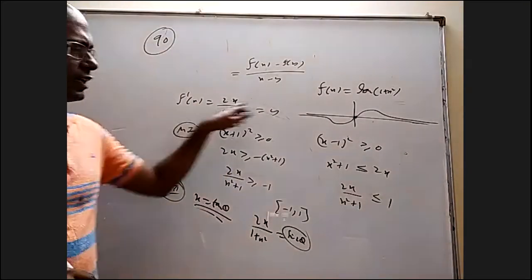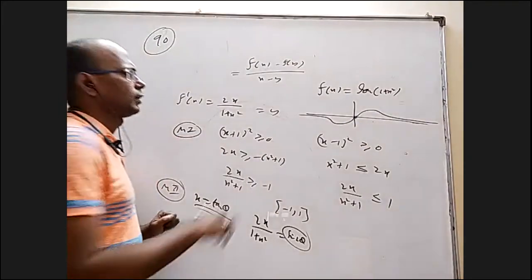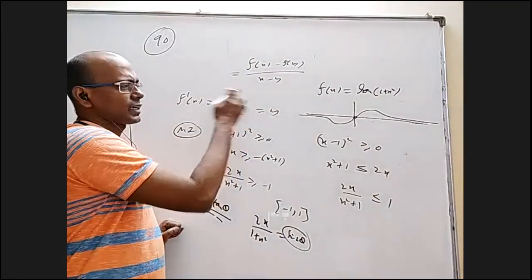This graph at infinity limit is 0. At minus infinity limit is 0. At 0, it is 0. And for x positive, it is always positive. When x is negative, it is always negative.